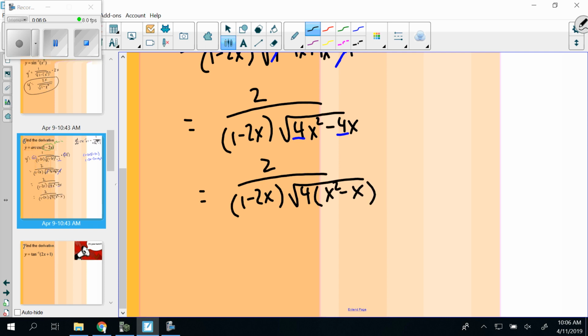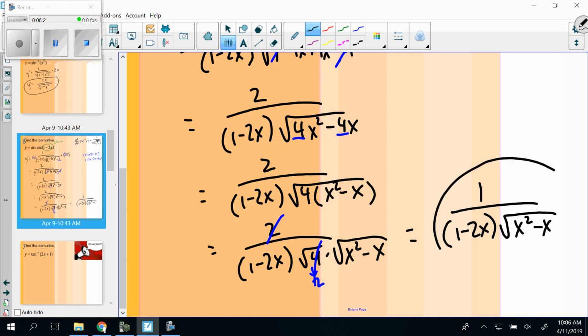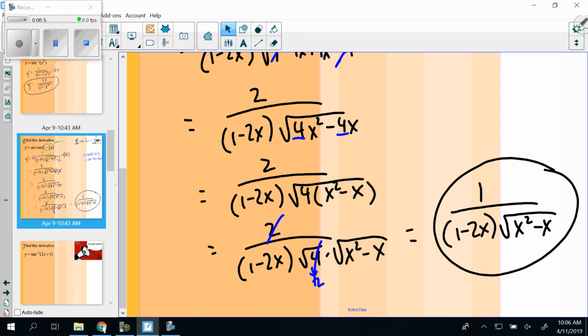we can use square root properties and say that's going to be the same as square root of 4 times the square root of x squared minus x. Square root of 4 we know is 2, and so these would cancel out. And so the final derivative here would be 1 over this. And that's how you'd see the answer if you were checking a textbook type answer or question.